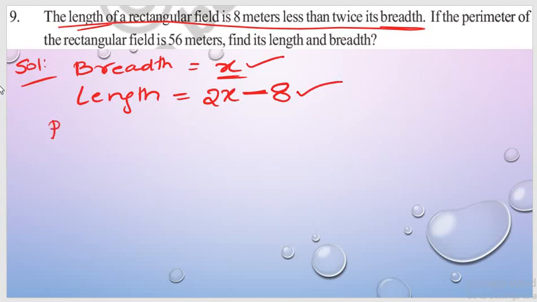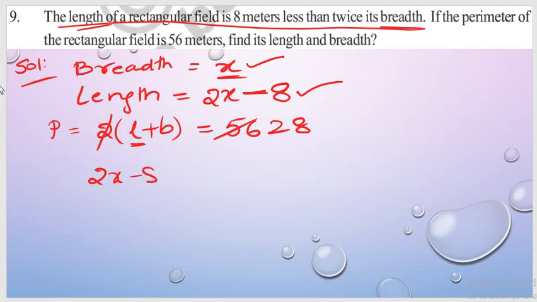Next, what has he given? Perimeter. So already in the previous problem we have done. So 2 times of (L + B) is nothing but equal to what he has given, 56. So in 2 times 28, 56 gets cancelled, 28. So what is length here? So length is nothing but 2x minus 8 plus breadth is nothing but x here. So is equal to 28.